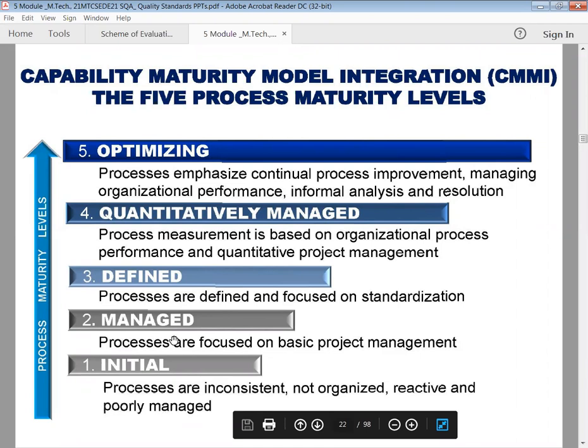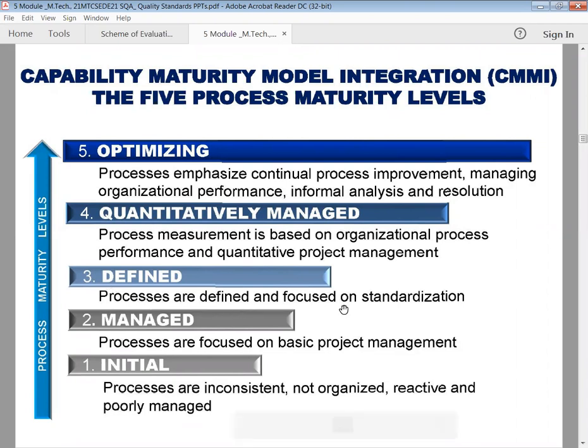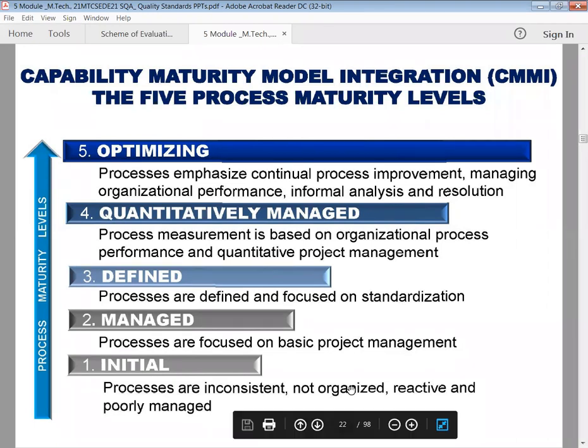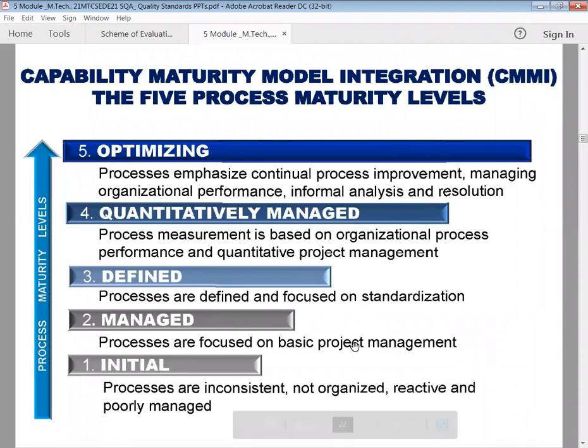If you are in the second level, processes are focused on basic project management. So in each and every process, we are focusing on project management techniques. In the third level, processes are defined and focused on standardization. So initially we are in the poor state, then we move to the project management state, then we reach standardization. Once you are following the best practices and project management techniques, then you will be in a confident position to go for standardization.